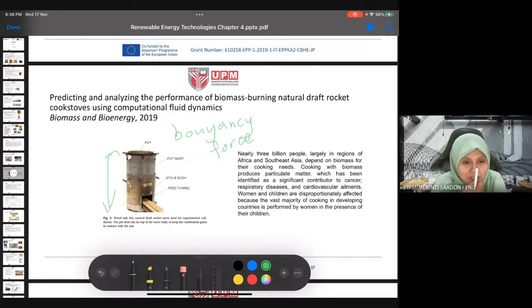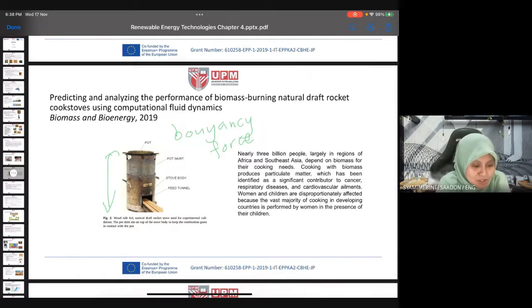So if we increase the height of the cook stove, maybe we can increase the combustion process of this conventional method of cook stove, so that we can reduce, of course, the particulate matter just now, the environmental impact, the gas, etc.